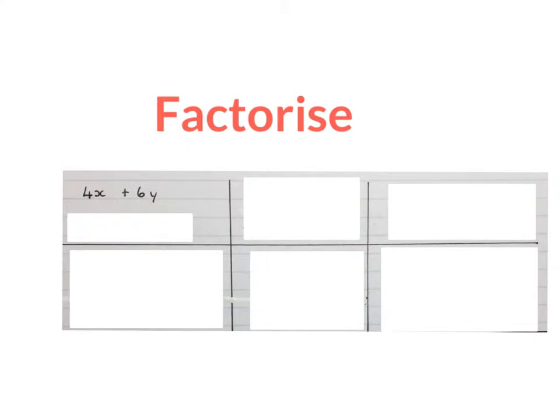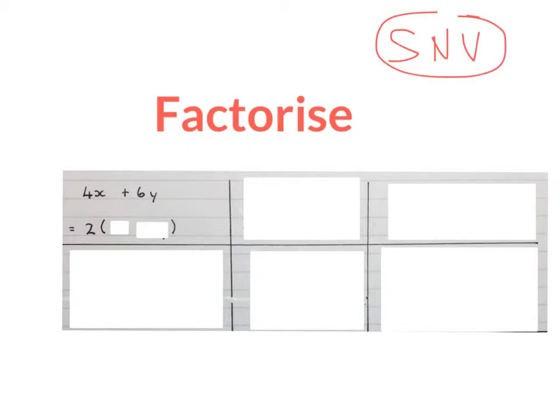The first one, it gave us 4x plus 6y. We can see that there is a common 2 in there and there. So you put down a plus 2 in a bracket and you close the bracket down the line. Remember, when we do algebra, we have to remember SNF, signs, numbers and variables. We have a plus 2 here.